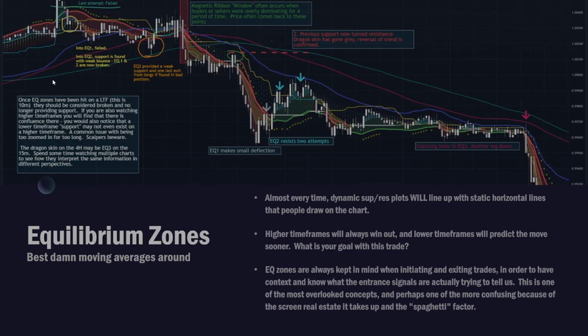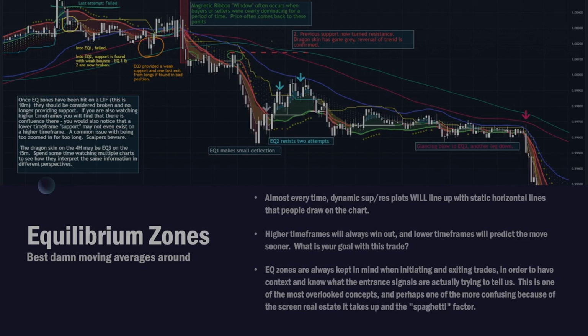So what do I got written here? Once EQ zones have been hit on a lower time frame, this for example is the 10-minute, they should be considered broken and no longer providing support. If you're also watching higher time frames, you will find that there is confluence there. You would also notice that lower time frame support might not even exist on a higher time frame. A common issue with being too zoomed in for too long. Scalpers beware. The dragon skin on the 4-hour may be the EQ3 on the 15-minute. I later checked and it lines up to the 30-minute. Spend some time watching multiple charts to see how they interpret the same information from different perspectives.